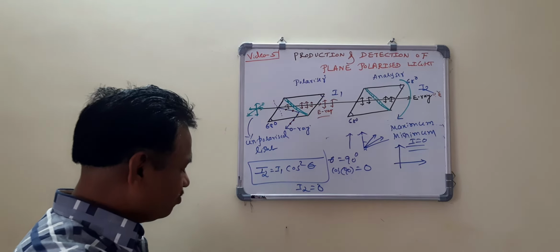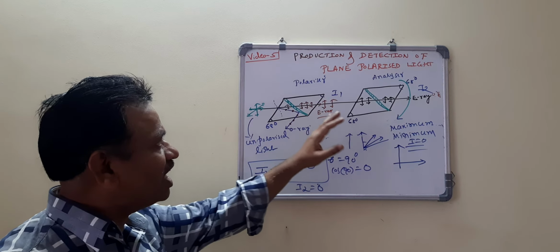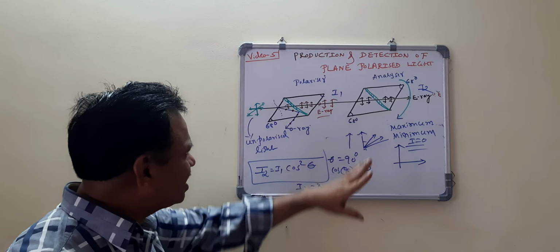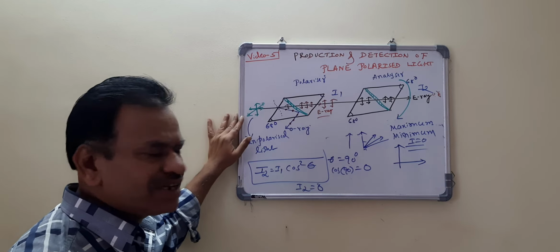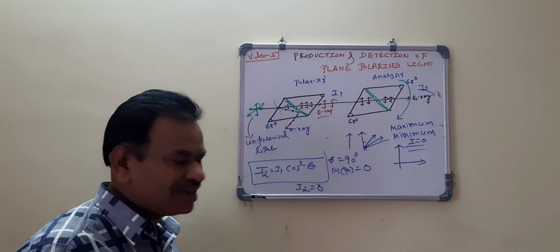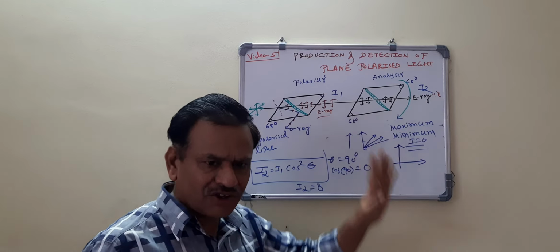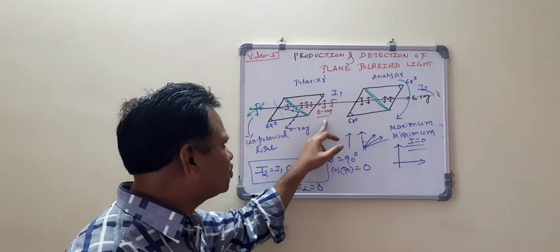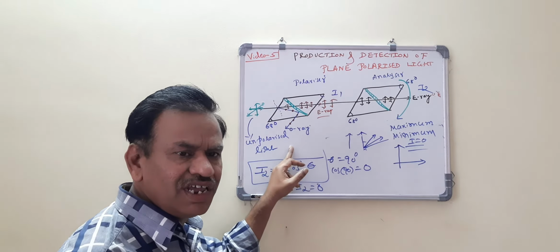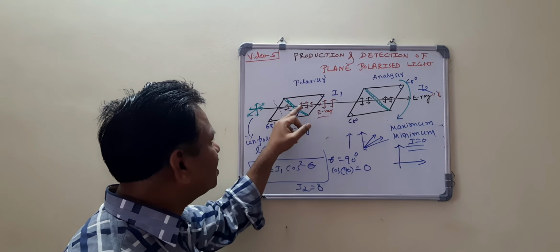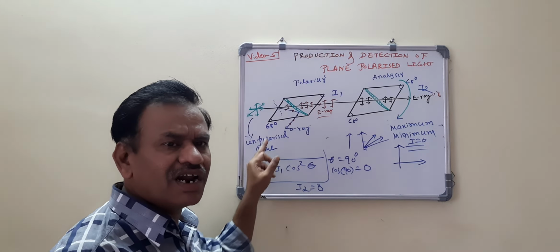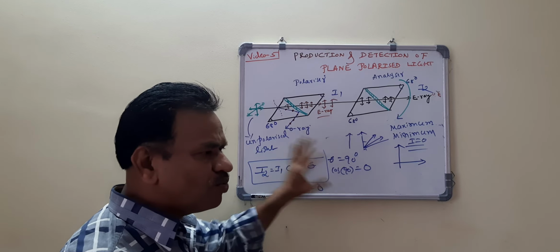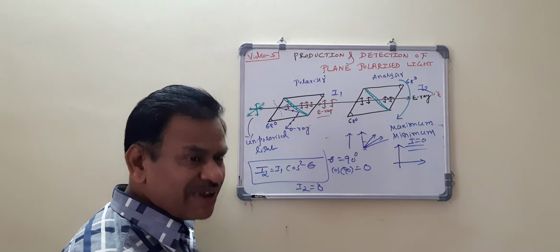This is how one should write about the production and detection of plane polarized light. Very simple writing. Draw this diagram here. Let us consider an unpolarized light incident on the polarizer. As a result, two refracted rays are obtained. One is the E ray, the extraordinary ray, and the other is the O ray, the ordinary ray. This ordinary ray undergoes total internal reflection. By the mechanism of total internal reflection, the O ray is completely eliminated.